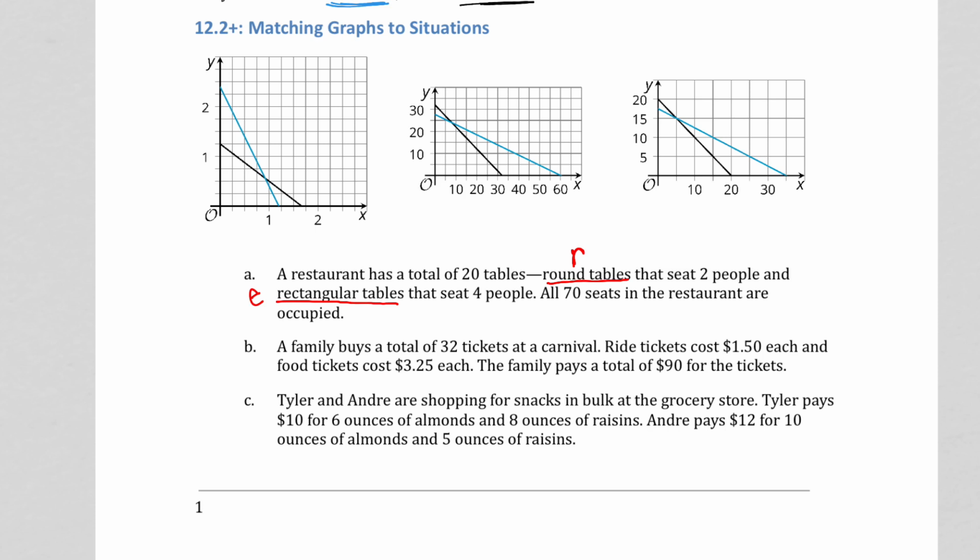Yeah, 20 equals R plus E. All right. Which graph can I say definitely is not correct for this situation for A? What would the line look like for 20 equals R plus E? What would its X and Y intercept be?